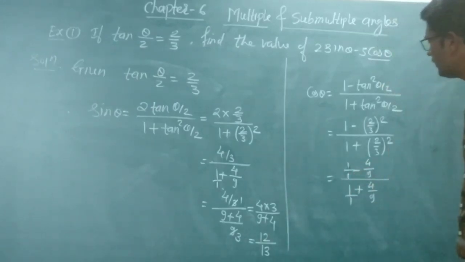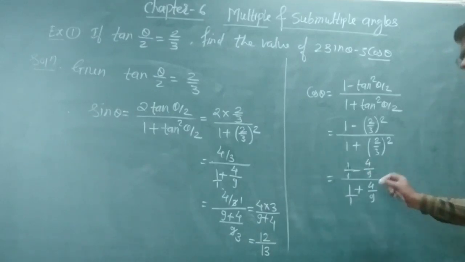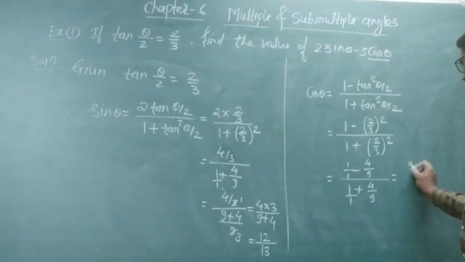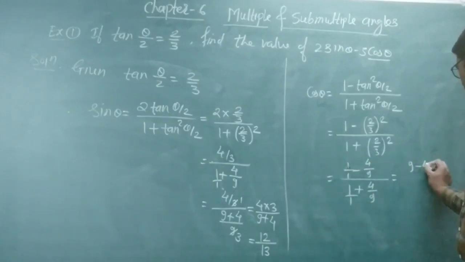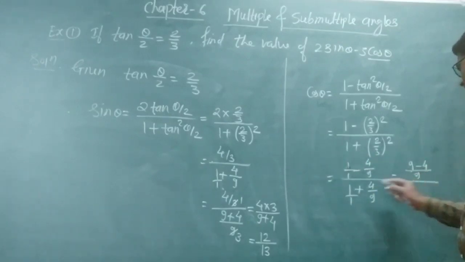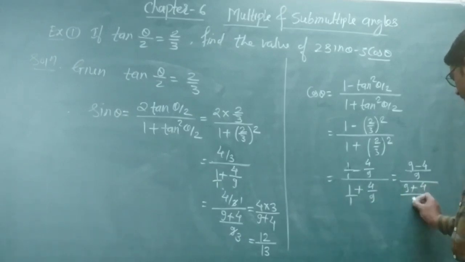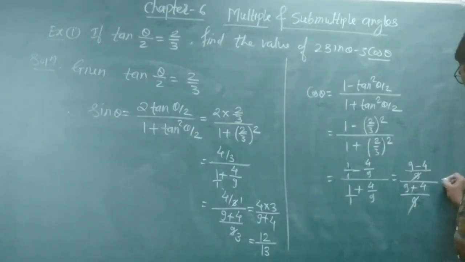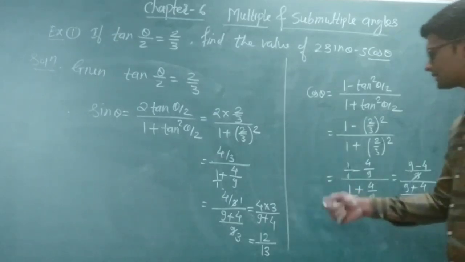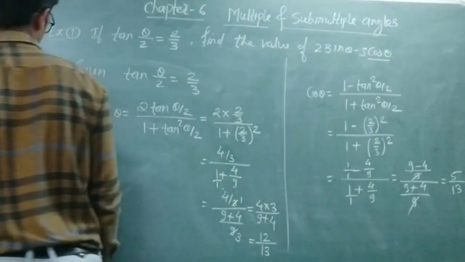Okay. Now do the cross multiplication. If you do the cross multiplication, what you will get? 9 ones are 9 minus 4 ones are 4 divided by 9, and divided by 9 ones are 9 plus 4 ones are 4. This 9 gets cancelled, and finally you will get cos theta as 9 minus 4, which is 5, divided by 9 plus 4, which is 13. So cos theta is 5 by 13, sin theta is 12 by 13.